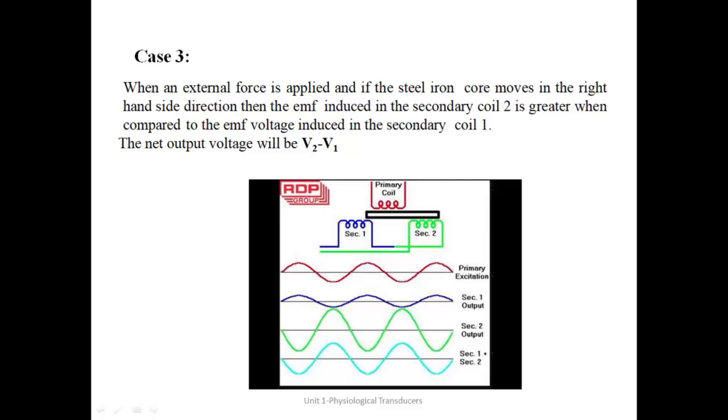Okay, so basically what we are doing is, this core is movable. The core is connected to the displacing element, whatsoever the displacing element might be. So when some displacement takes place, it moves the core either to the right side or to the left side, or it may stay in the center. Corresponding to that, the voltages that are developed in secondary 1 and secondary 2 vary in terms of magnitude, and the output that you are getting, that is the difference of the two voltages, will depend upon whether V2 is greater or V1 is greater.